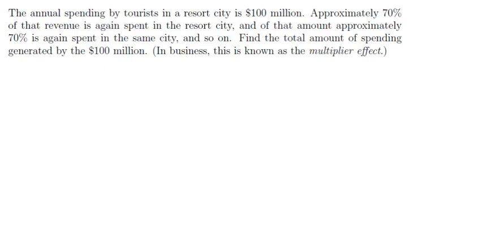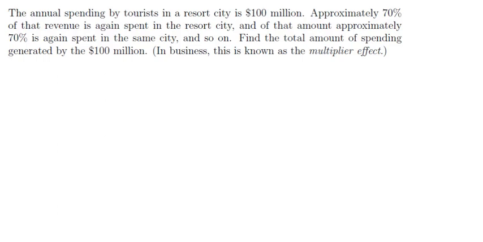The annual spending by tourists in a resort city is $100 million. Approximately 70% of that revenue is again spent in the city, and of that amount, approximately 70% again is spent in the same city, and so on and so on. Find the total amount of spending generated by the initial $100 million.